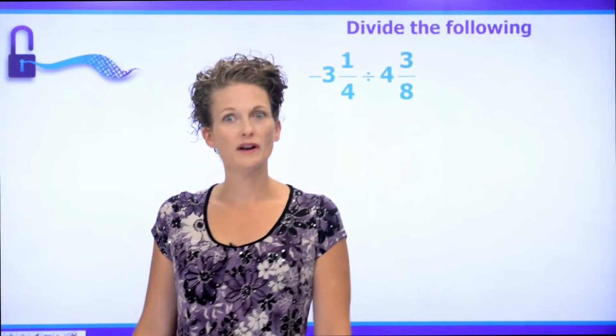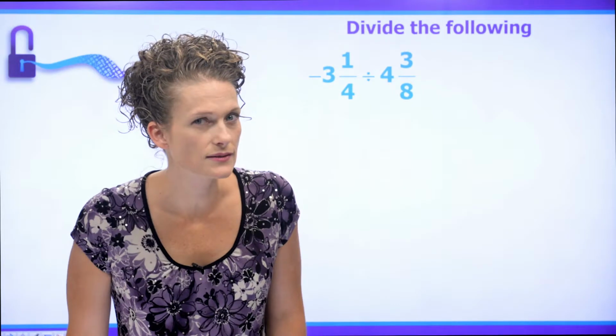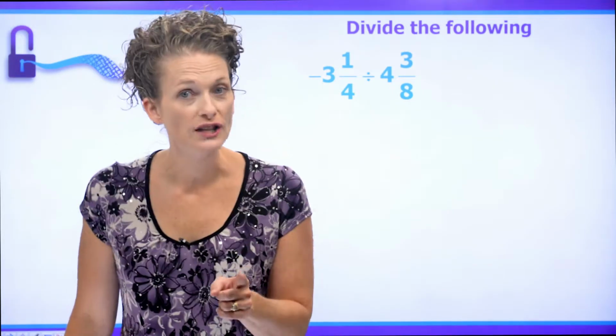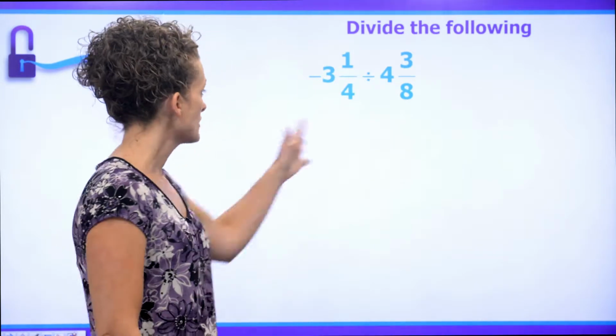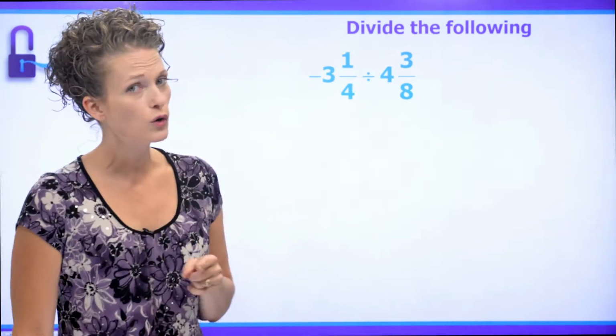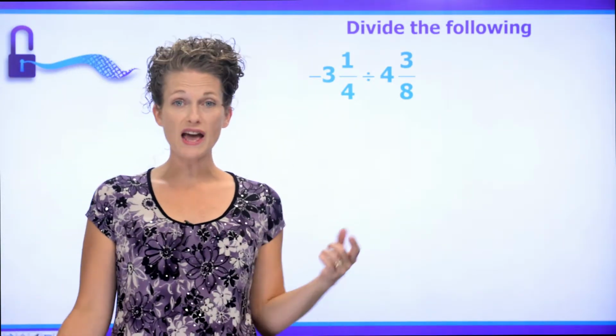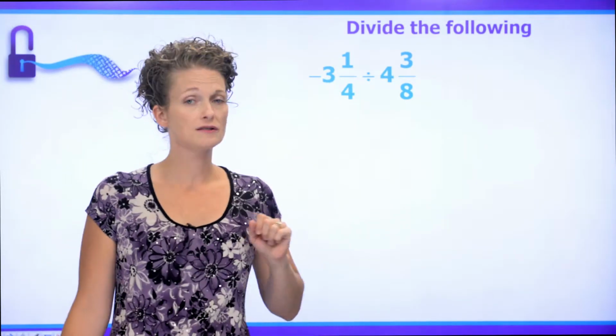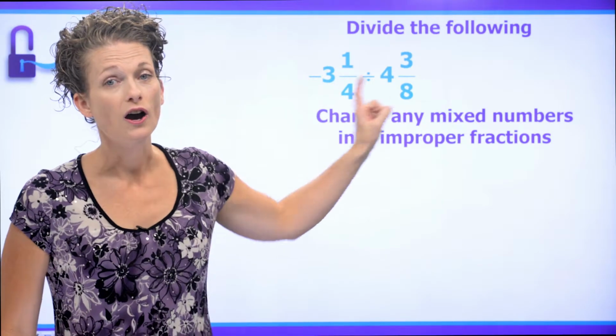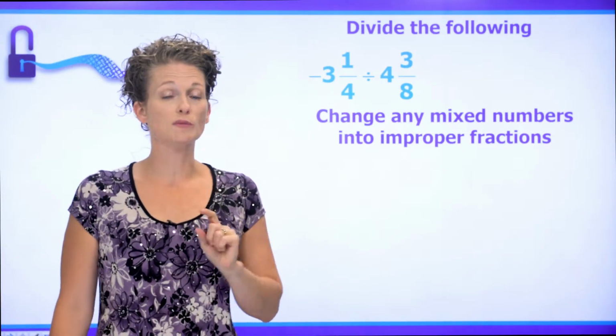All right, so what about those pesky little negatives that sometimes pop up? Not to worry. We already know how to deal with it. Trust me on this one. All right, so here we have negative 3 1/4 divided by 4 3/8. We're still going to do the exact same thing. Doesn't matter that there's a negative, we're still going to change our mixed numbers into improper fractions.